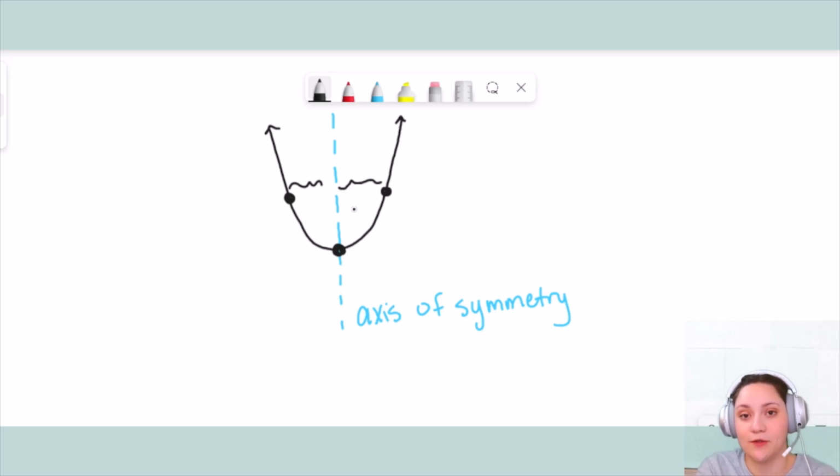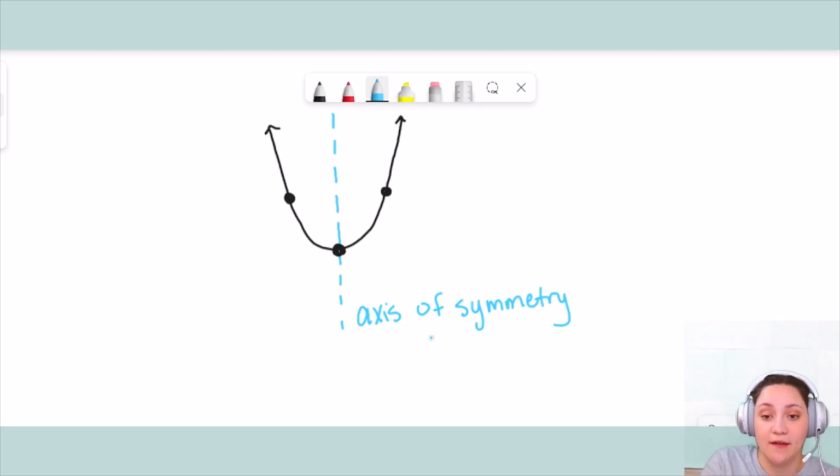So the axis of symmetry is really easy to see because you can just draw a line down the middle of that parabola. And most often we express the axis of symmetry using an equation of that vertical line. So it's always going to be a vertical line. And so it'll be x is equal to whatever the number is, whatever the x-intercept is where that crosses, which is going to correspond to the x value of the vertex.